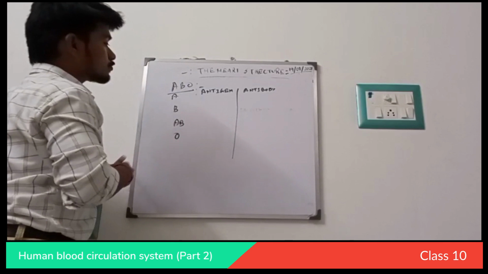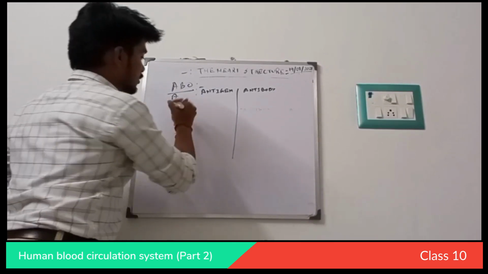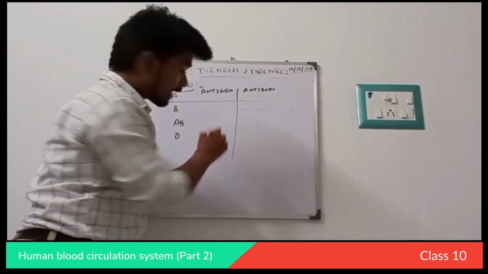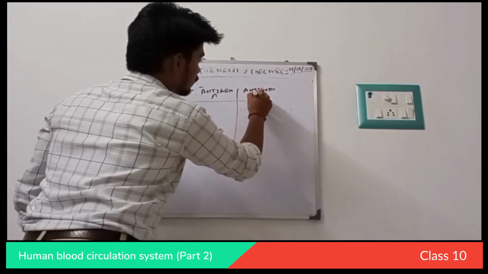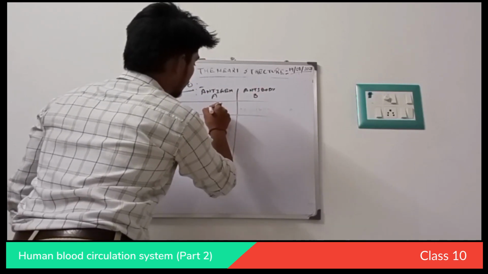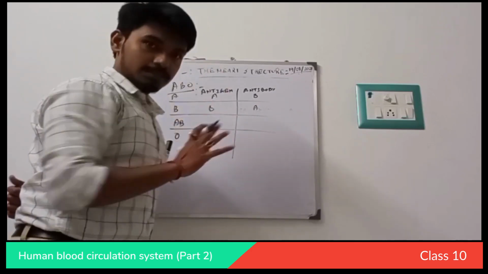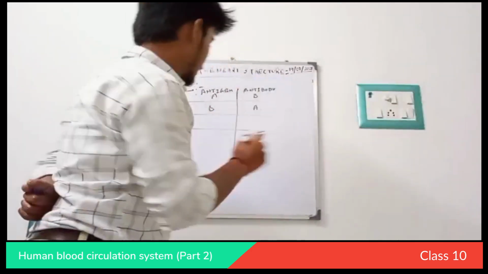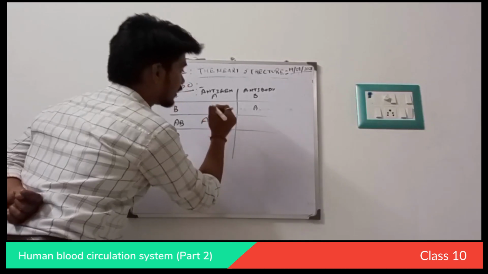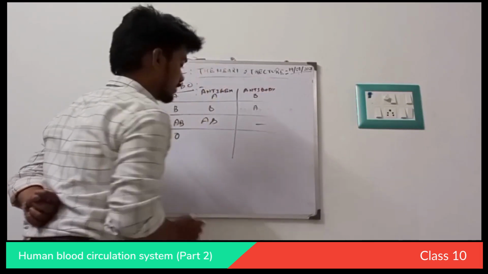So in the ABO blood group system, A has the antigen of what? A, and antibody of B. B has the antigen of B, antibody of A. AB has, is there any antigen there? Obviously, A and B antigen is there, but there is no antibody. Okay?